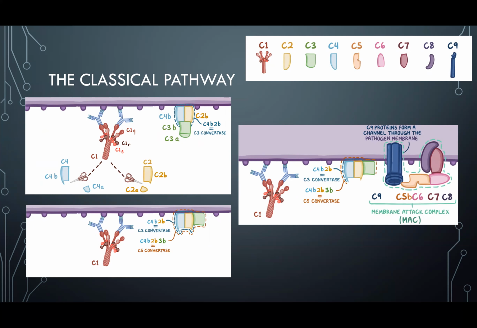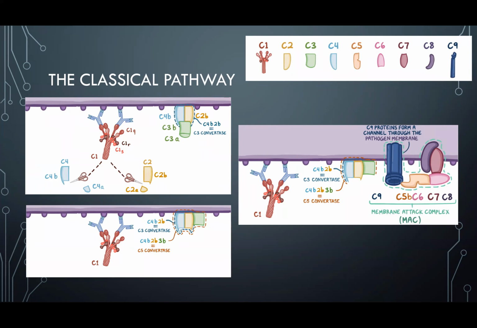Now activated, C1 cleaves C4 into C4a and C4b. C1 also cleaves C2 into C2a and C2b. C3 convertase forms when C4b and C2b join at the pathogen surface. C3 convertase cleaves C3 into C3a and C3b. C5 convertase forms when C3b binds to C3 convertase and forms C4b2b3b. C5 convertase cleaves C5 into C5a and C5b.